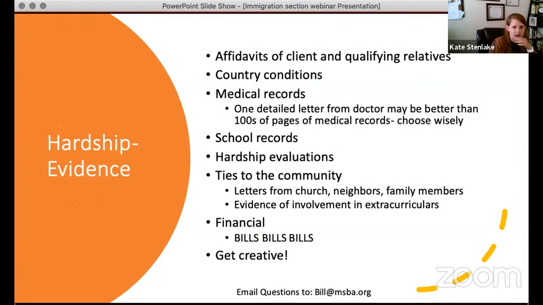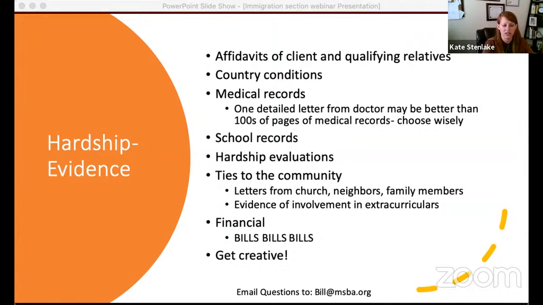So, evidence. Just like with the good moral character, you kind of have to get creative. Every family's hardship will be different, and you have to really paint the picture for the judge to show where the hardship is. The basic stuff that you normally will provide is, number one, an affidavit from the client and qualifying relatives to explain, and I usually go through, day-to-day life, what's going on with their finances or schools, just their whole life.